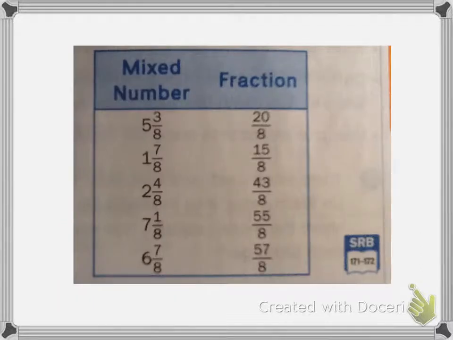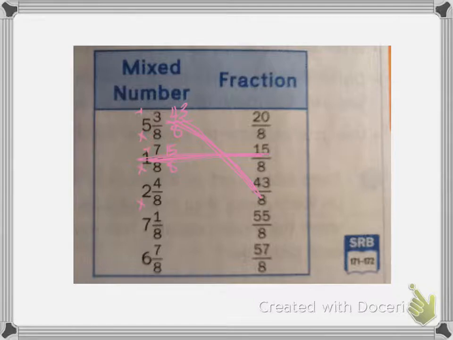Number 2 says draw lines to match the mixed numbers with their equivalent fractions. So 5 and 3/8. 8 times 5 is 40. Plus 3 is 43/8, which, as we see here, is right there. 1 and 7/8. 8 times 1 is 8, plus 7 is 15/8, which is straight across here.